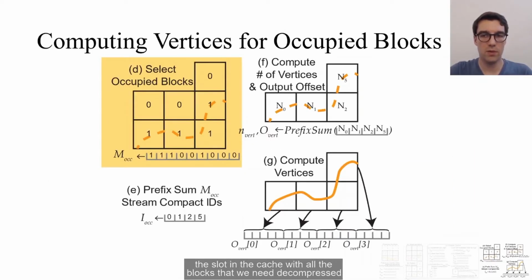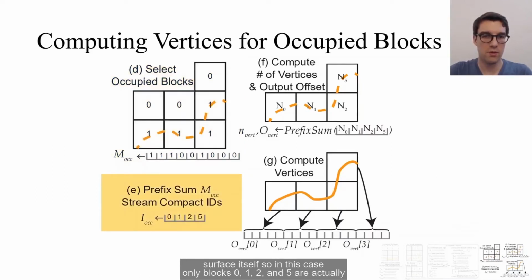With all the blocks that we need decompressed, we then compute which of those blocks will output vertices. For example, a block might be made active because it's needed to provide data for a neighbor, but it may not actually contain the surface itself. So in this case, only blocks 0, 1, 2, and 5 are actually going to output triangles for the surface.